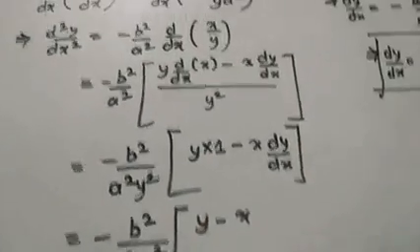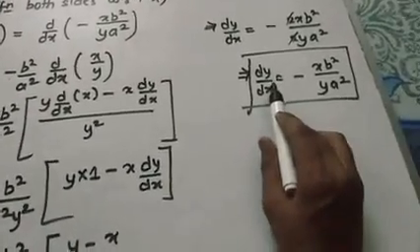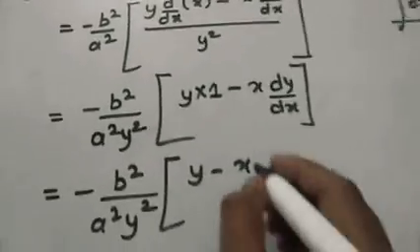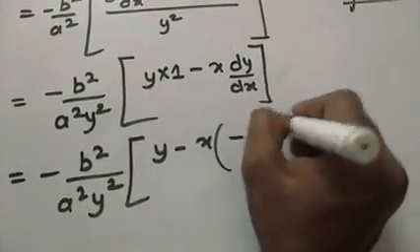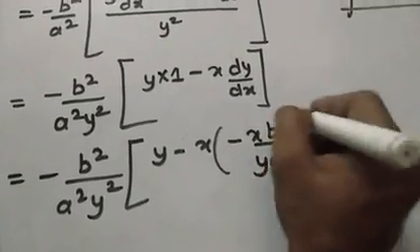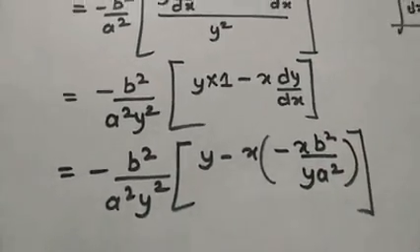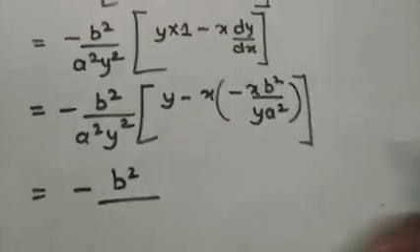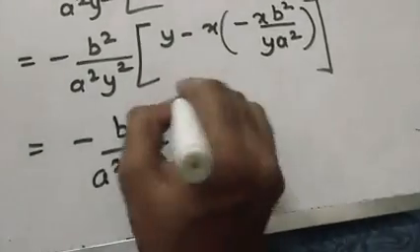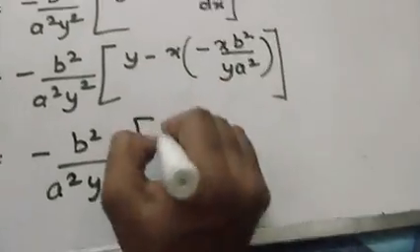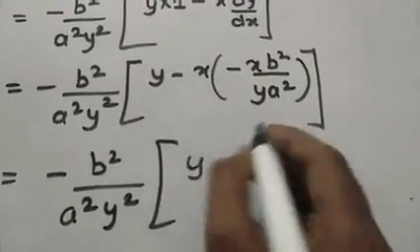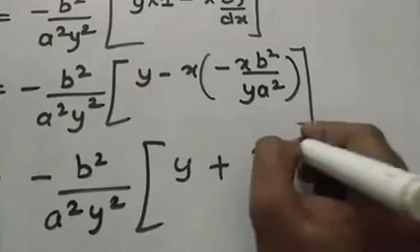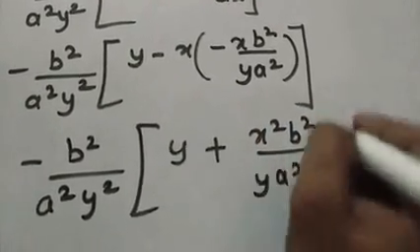Now dy by dx, we got the value of dy by dx, that is minus x by y, b square by x square. So we will put that value here. Minus x by b square, x b square by y a square. And now let us simplify this. That is minus b square by a square y square, y minus minus plus x into x, x square, then b square divided by y a square.